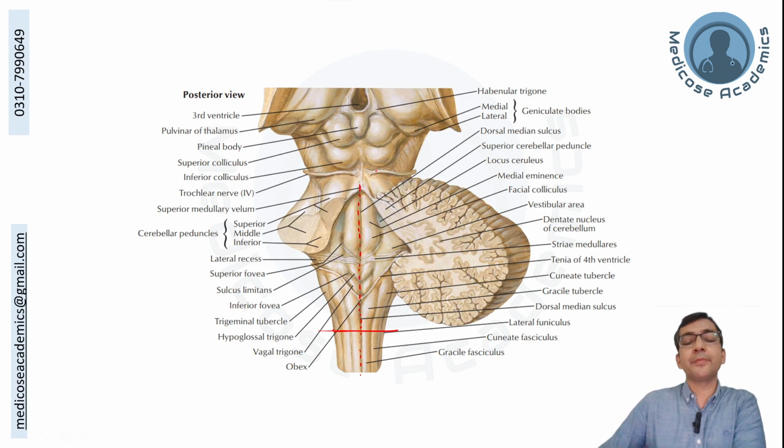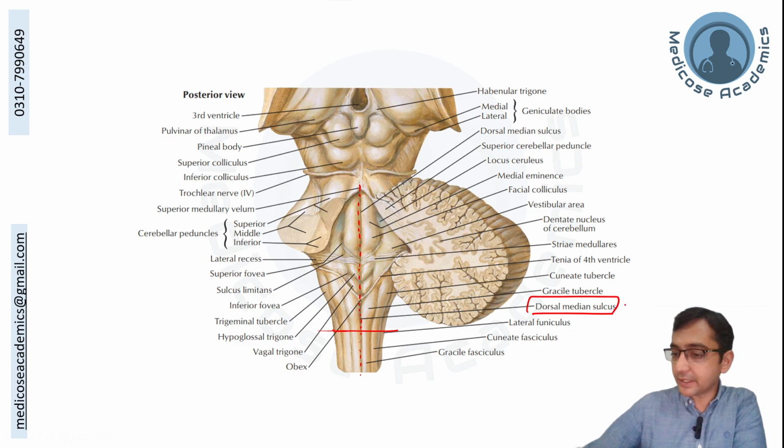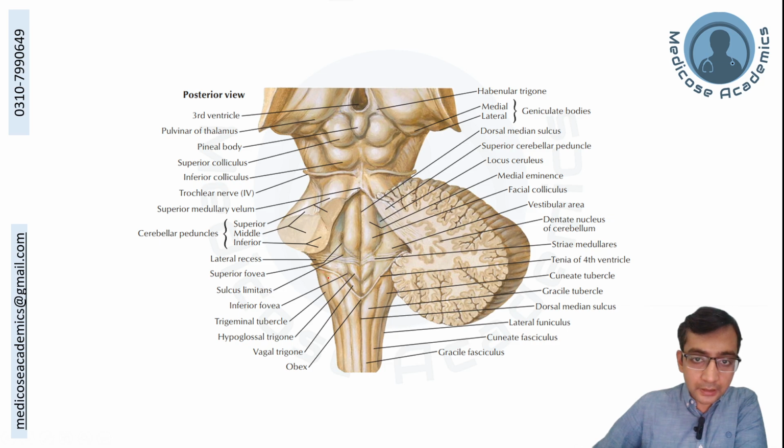You can see the posterior median sulcus throughout. This is the posterior median sulcus. Here it is labeled as dorsal median sulcus. Then let us limit ourselves to the lower part. In the spinal cord, there were two tracts coming up. So this was the fasciculus gracilis and this was the fasciculus cuneatus.